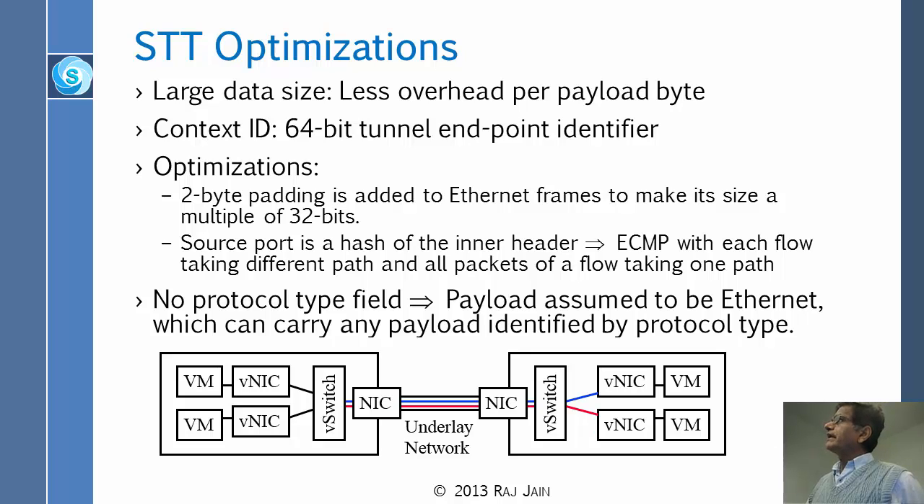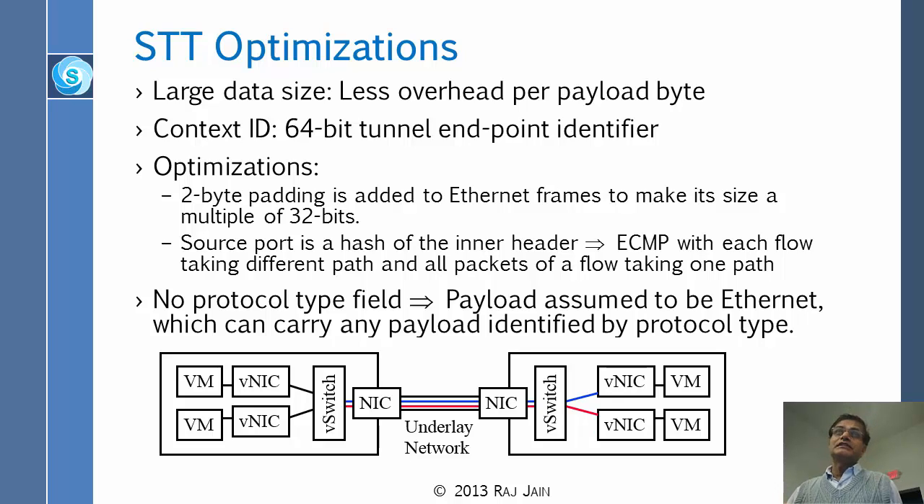Optimization: 2-byte padding is added to the Ethernet frames to make the size a multiple of 32 bits. So they go to the extent of making sure that your packets are a multiple of 4 bytes, 32 bits, because when you fragment them, when you do anything with the packets, you have to align them to 4 bytes. So you might as well align from the beginning.